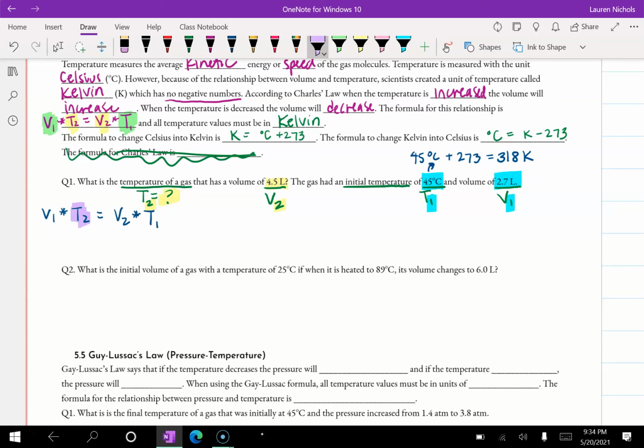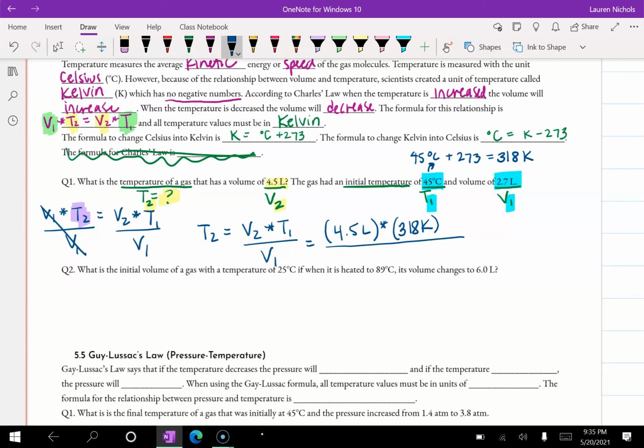So if we want T2, our formula is V1 times T2 equals V2 times T1. If we're trying to find T2, that means we will need to move V1 to the other side by dividing, because that's the opposite of multiply. So that cancels out, and T2 is equal to V2 times T1 divided by V1. So just plug in my numbers. V2 is 4.5 liters times T1. Now remember, T1 is not the 45 degrees Celsius. To put it in this formula, we have to use the 318 Kelvin. And then we divide by V1, which is 2.7 liters. We'll notice that liters cancels out.